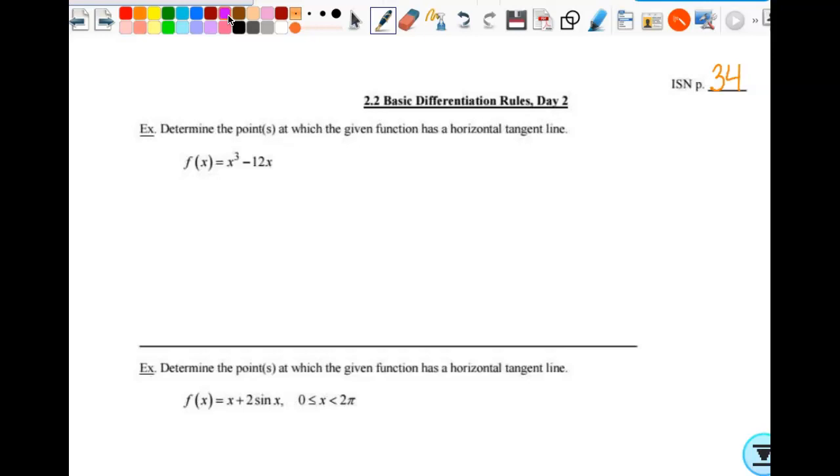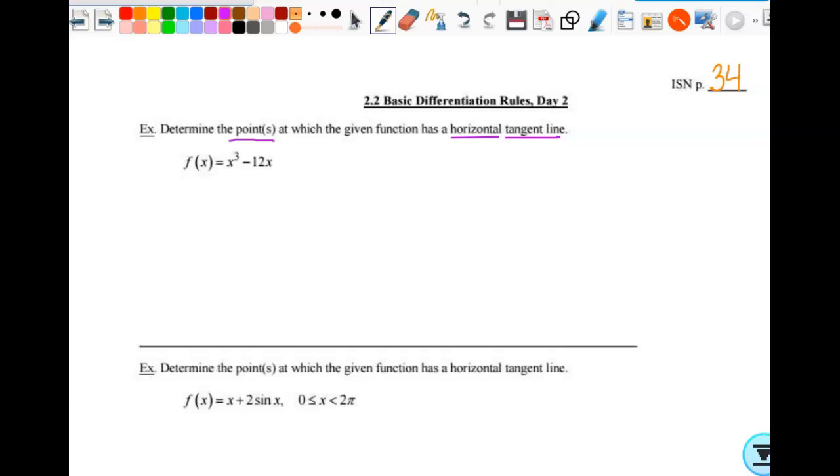We're not going back. We're going to apply the things that we've learned the last couple days here. So let's think about what we need to do. This says determine the points, so that implies there could be more than one, right? Which the given function, here's our given function, has a horizontal tangent line. Okay, so let's think about this.